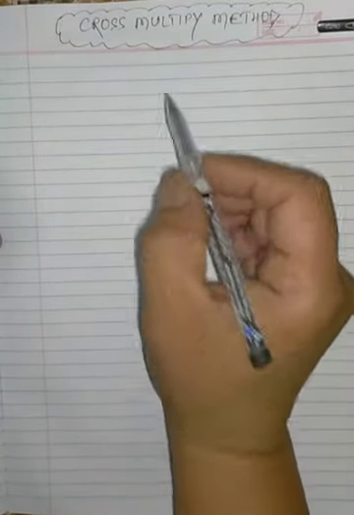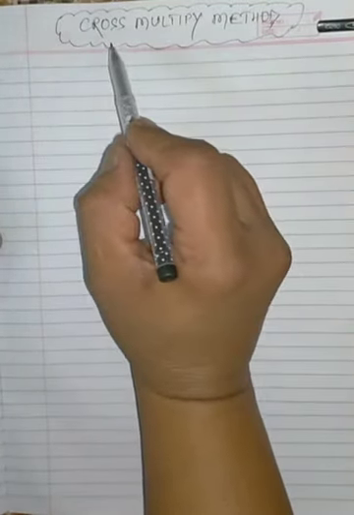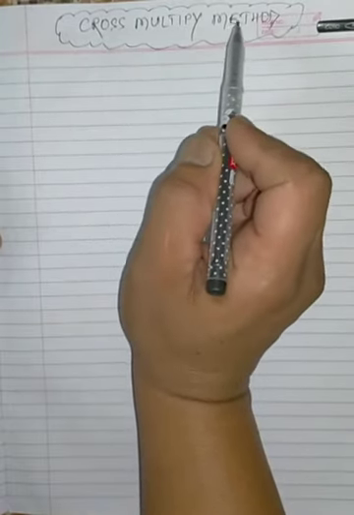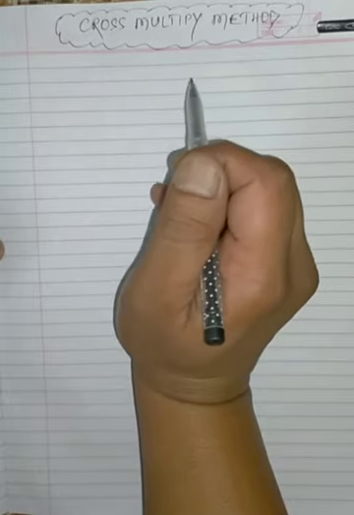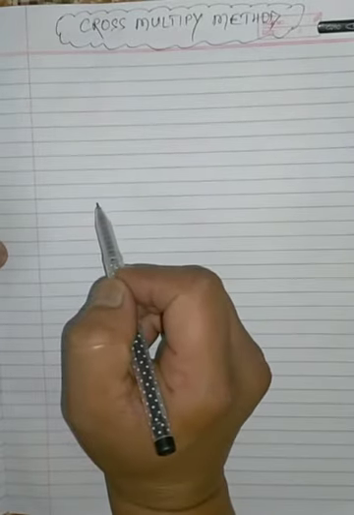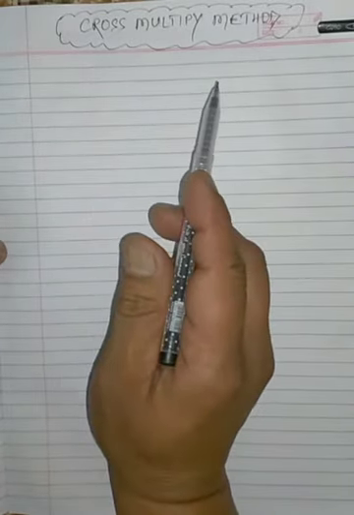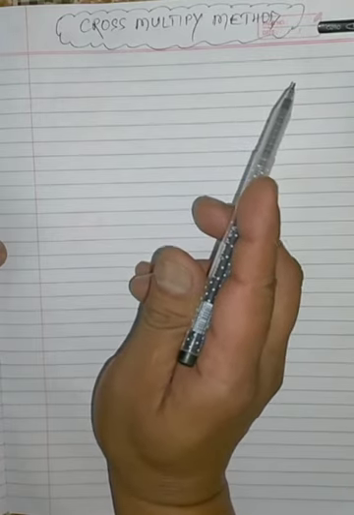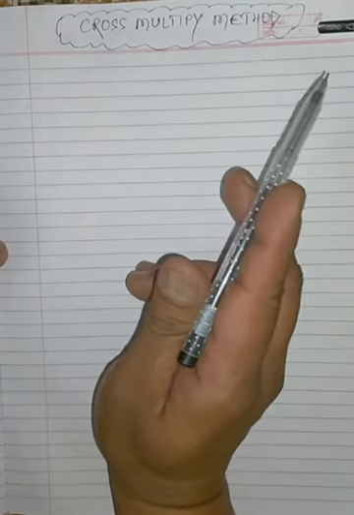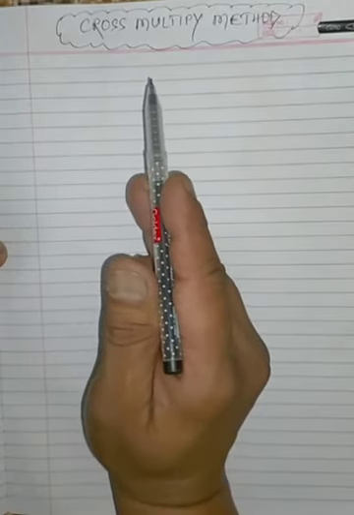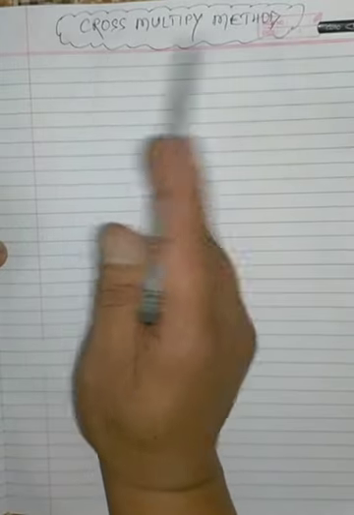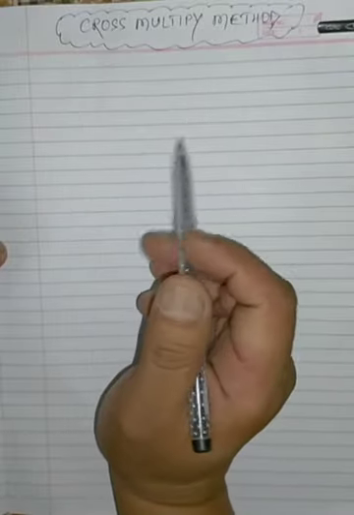In this video, we are going to study the cross multiply method of solving a pair of linear equations in two variables. This is the third algebraic method. The first one we have studied is the substitution method. Second is the elimination method. And the third one we have is the cross multiply method.